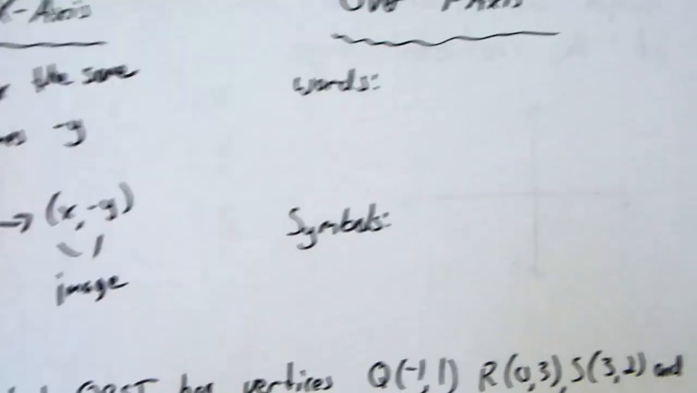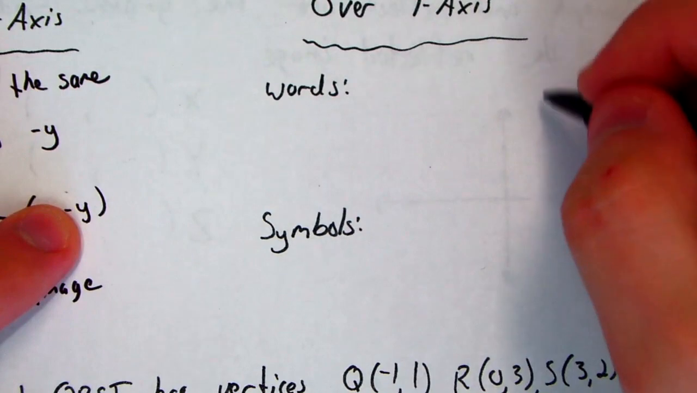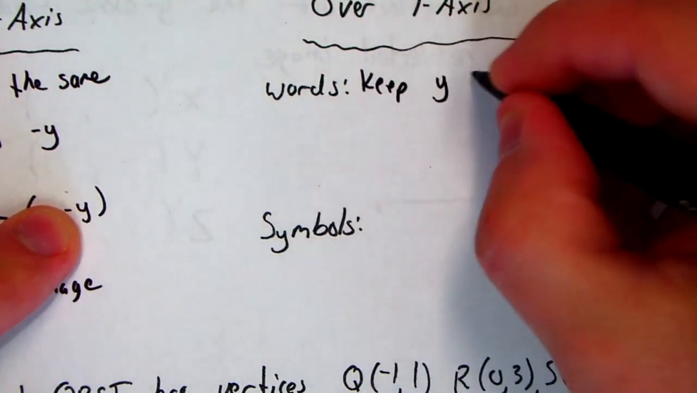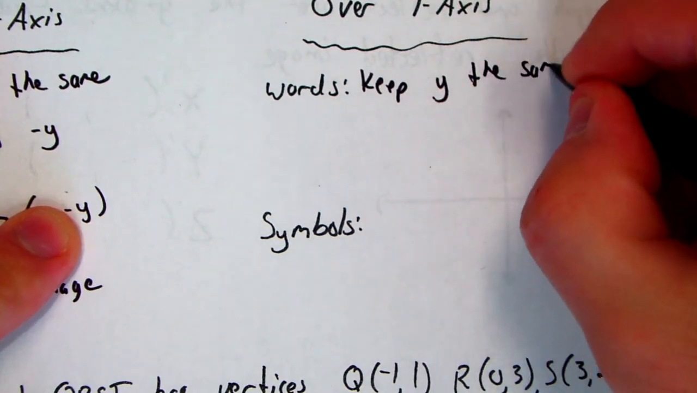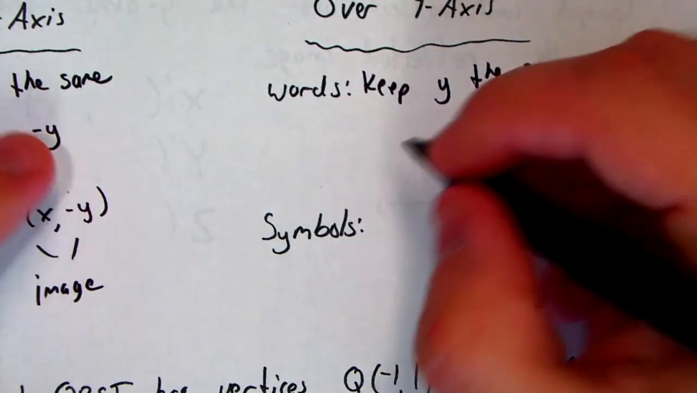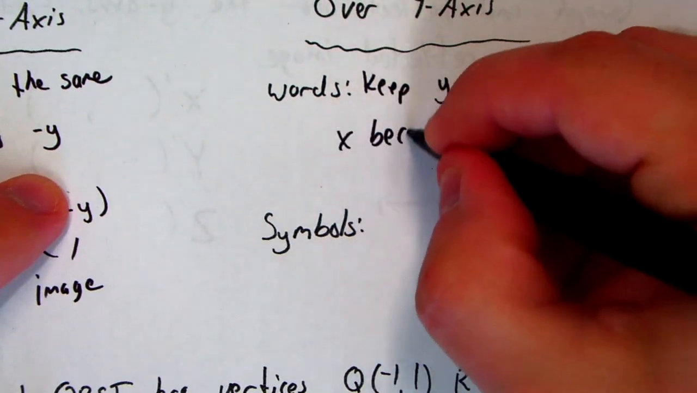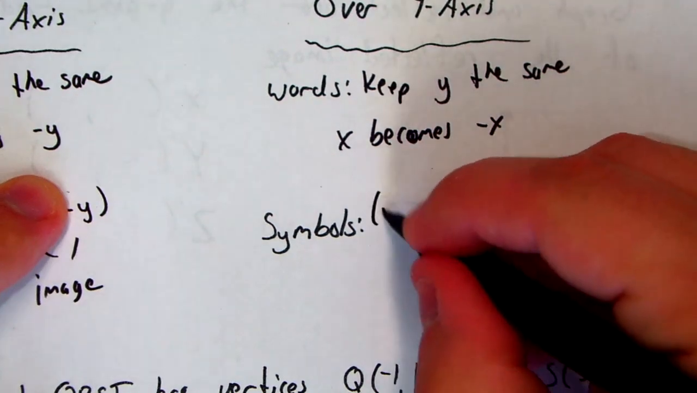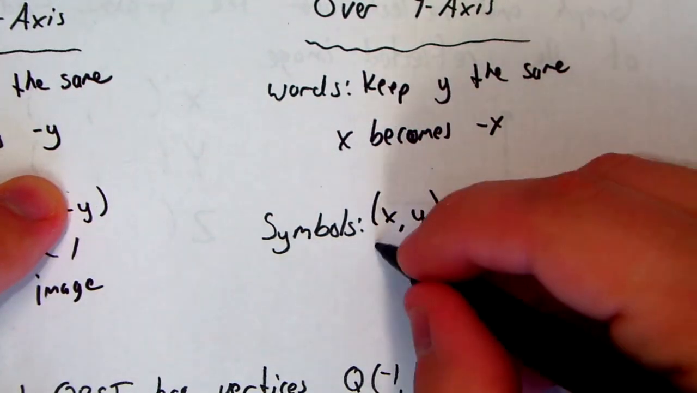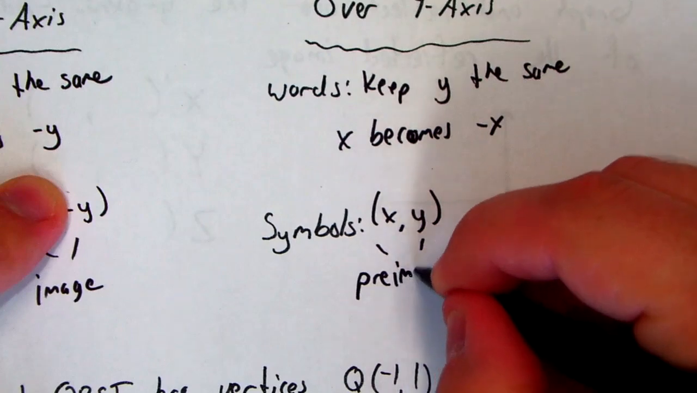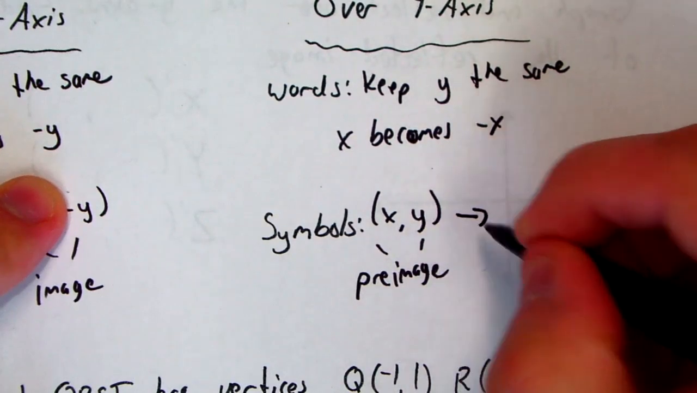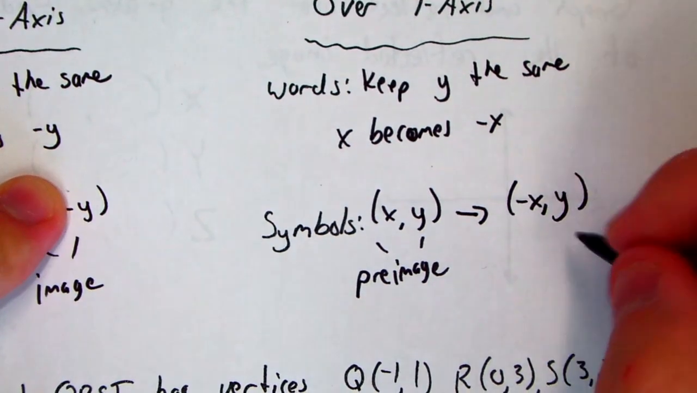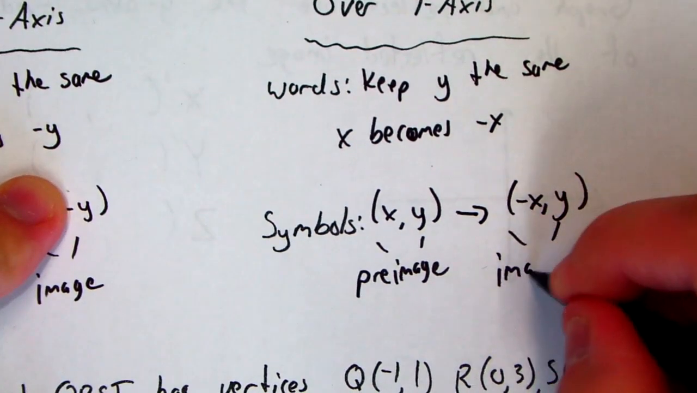Now, if we're looking over the y-axis, again, the y-axis is the vertical one. So we're going to keep y the same, and x becomes its opposite. So again, if we have our symbols here, this is our pre-image. That's going to become negative x, y. And this is our image.